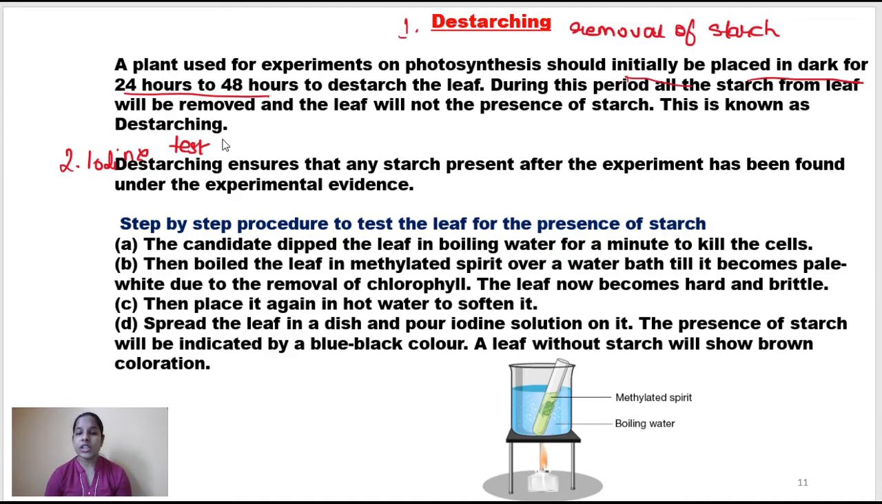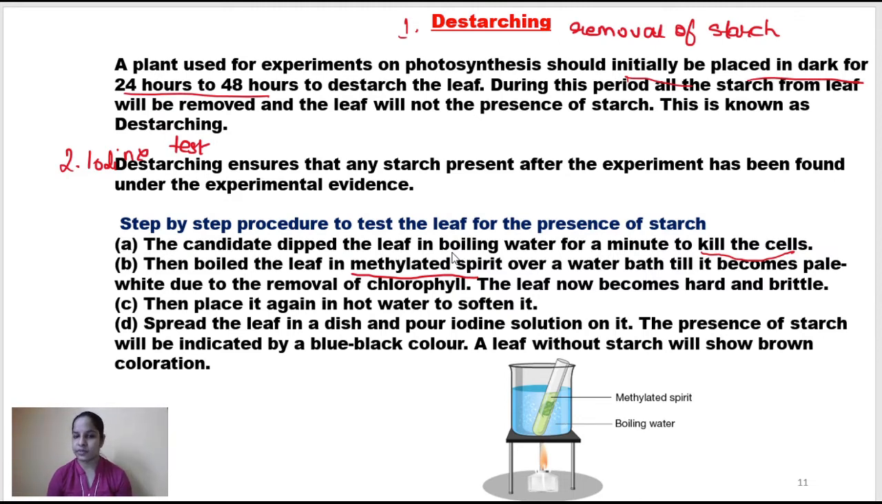What we have to do first is dip a leaf in boiling water. What happens if we keep the leaf in boiling water? This kills the cells. Then we boil the leaf again in methylated spirit or any alcohol. This removes the chlorophyll and the leaf becomes a pale white color.